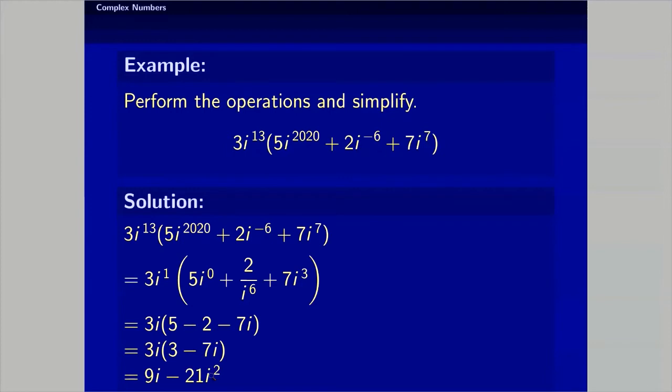This one, can we still simplify it? How? We know that i squared is equal to negative 1. What is negative 1 times negative 21? It becomes positive 21. So, writing in a plus bi form, we have this as the final answer. All right. So, that's how we deal with powers of i.